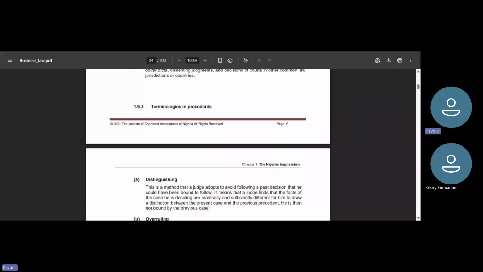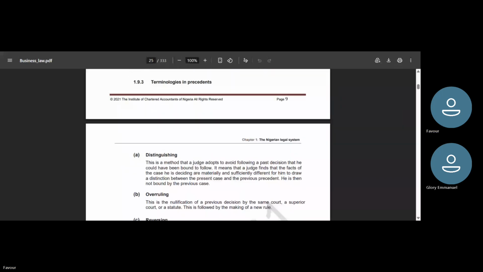So we are going to be looking at the terminologies in precedent. Terminologies in precedent. We have distinguishing. It means that a judge finds that the facts of the case he is deciding are materially and sufficiently different for him to draw a distinction between the present case and the previous case.